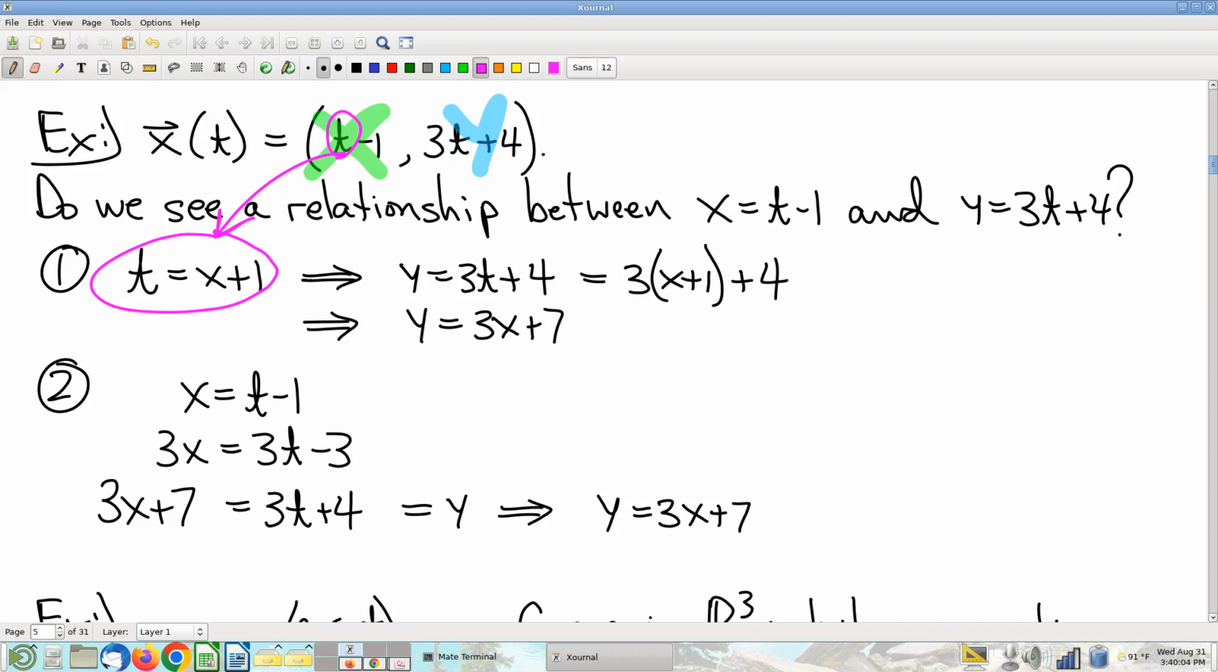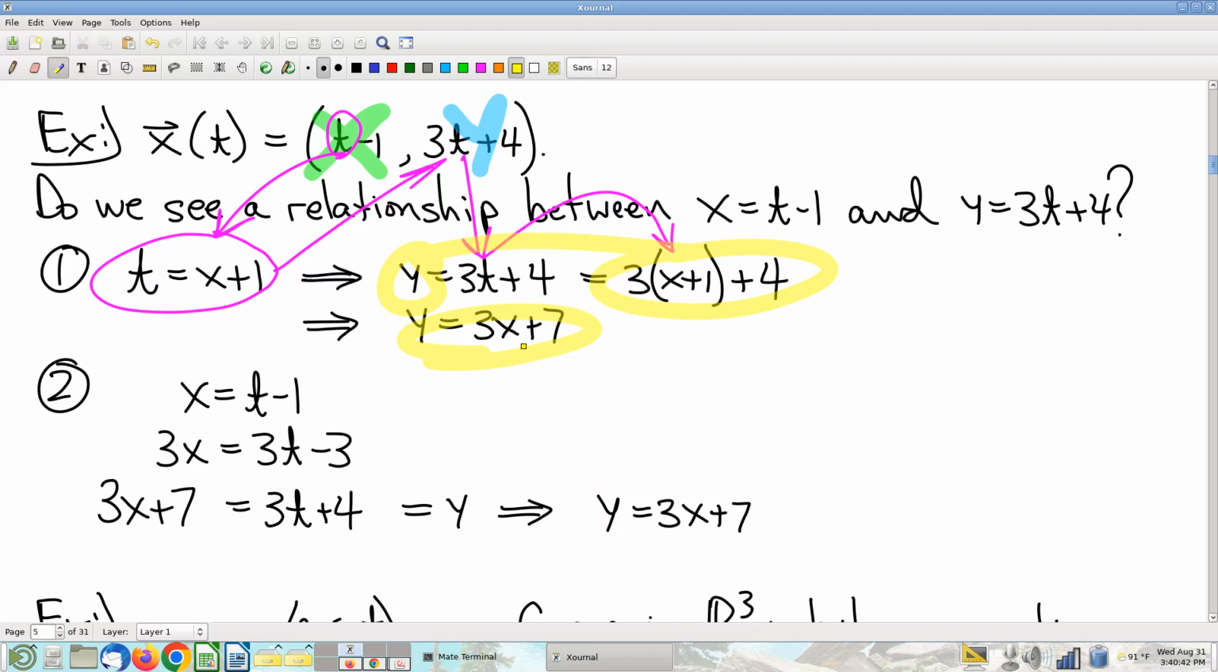I can take that formula for t and plug it in there. That's just plugging in t equals x plus 1, as previously solved for. And notice what I get then is I've effectively eliminated t, and I get that y is equal to 3x plus 7. And so this is an equation, and more importantly, this is an equation we recognize. Yeah, it's a line, and therefore this parameterizes a line.